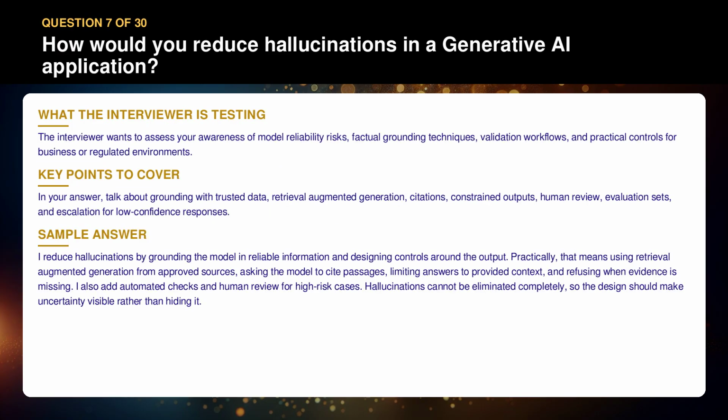I reduce hallucinations by grounding the model in reliable information and designing controls around the output. Practically, that means using retrieval augmented generation from approved sources, asking the model to cite passages, limiting answers to provided context, and refusing when evidence is missing. I also add automated checks and human review for high-risk cases. Hallucinations cannot be eliminated completely, so the design should make uncertainty visible rather than hiding it.